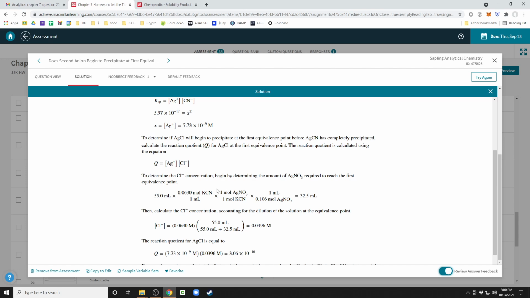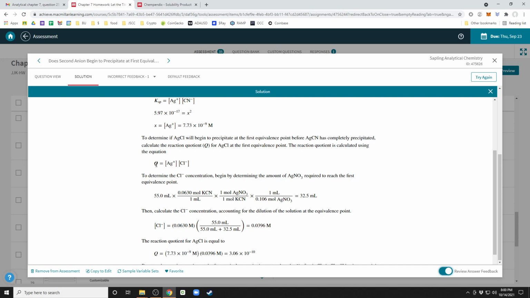So first thing you need to do is you need to go ahead and figure out your new concentrations, because you've diluted this quite a bit. So to determine if your AgCl is going to precipitate, because that's the one that hasn't precipitated yet, due to reaching the equivalence point for the AgCN, we're going to go ahead and calculate a reaction quotient.